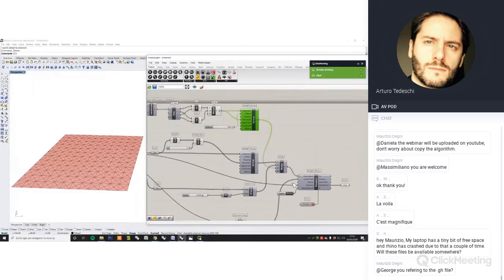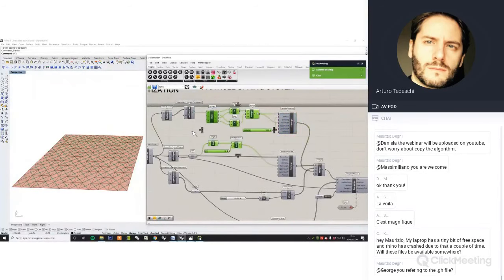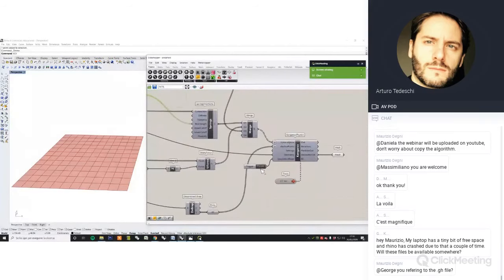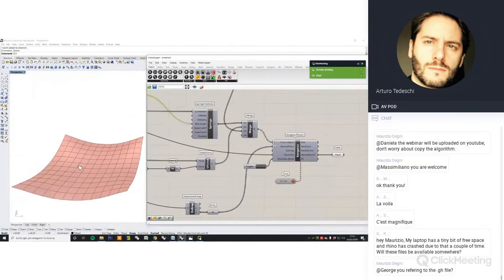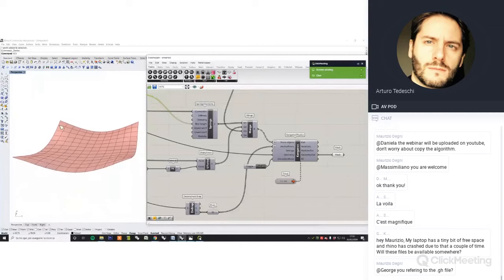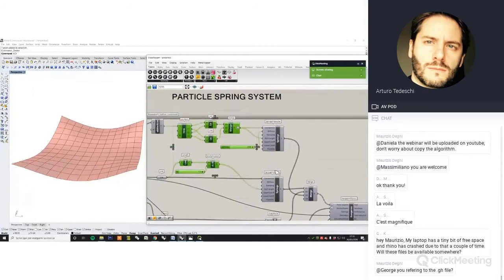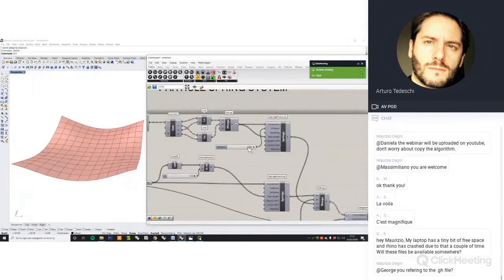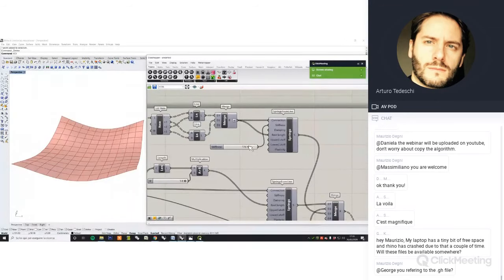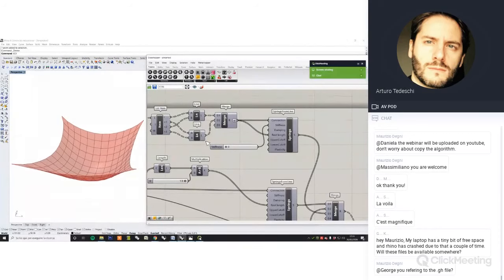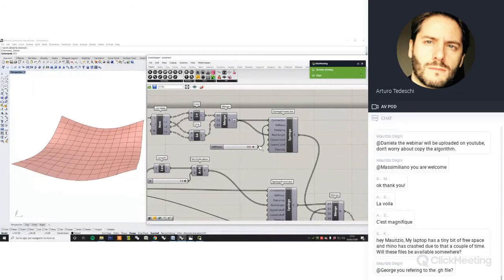Okay, let me turn off the preview of all this stuff. Okay, as you can see here, we have a behavior which is closer. We have a kind of bending resistance now. We are simulating something like a rubber membrane or a piece of paper because we have this kind of diagonal stiffness. If I put this one to zero, we are coming back to the net simulation that we had before, as you can see here.